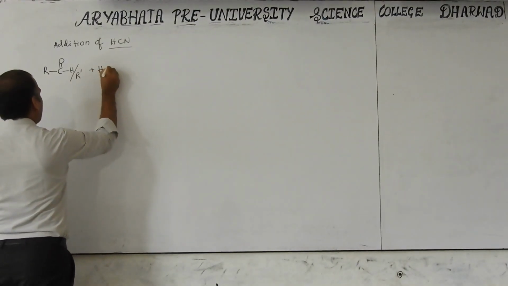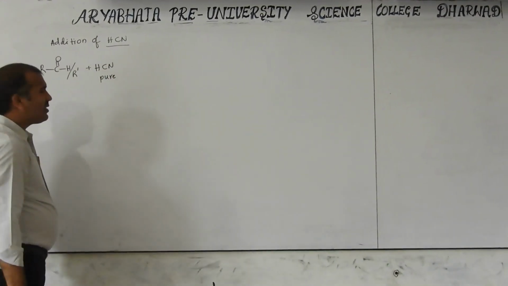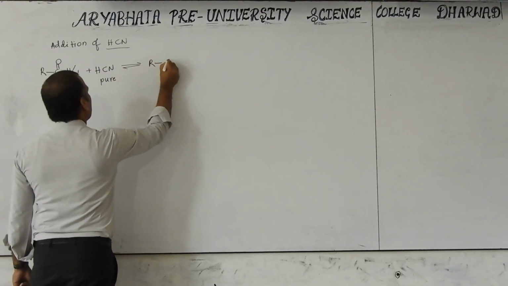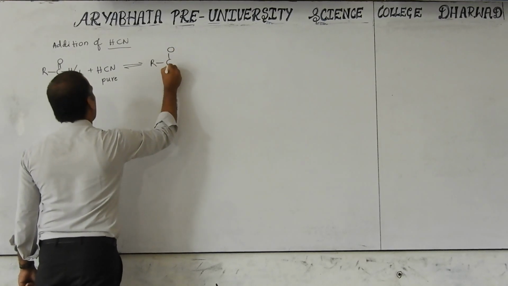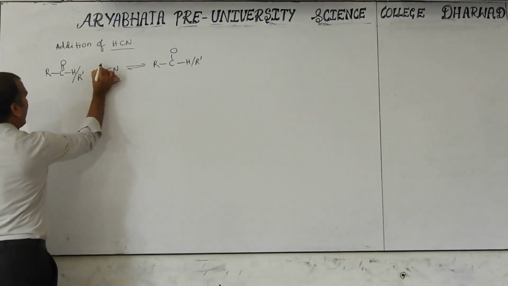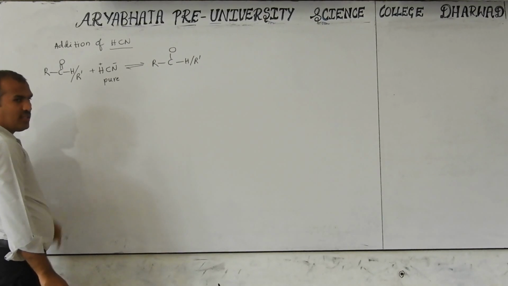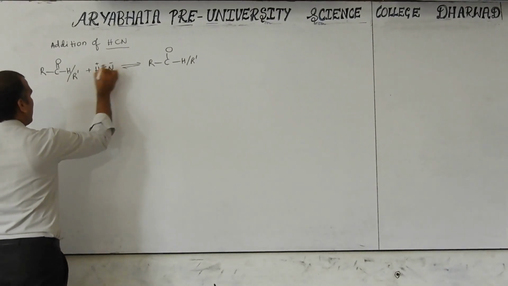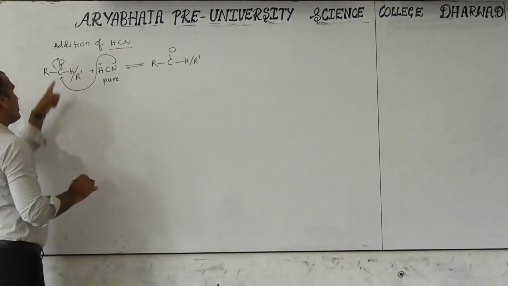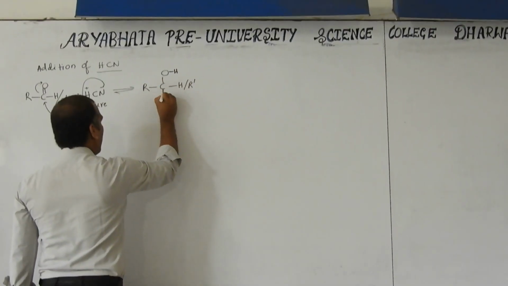Reaction with pure HCN. This is pure; it means nothing else is added. So pure HCN. Then we will get R-C-O here and H-R dash. See here, H plus and CN minus form. Plus will be added to this, and minus will add to here, because this minus comes to here and this will come to here. This is the negative charge, this is the positive charge, and the bond forms, like this and here CN.